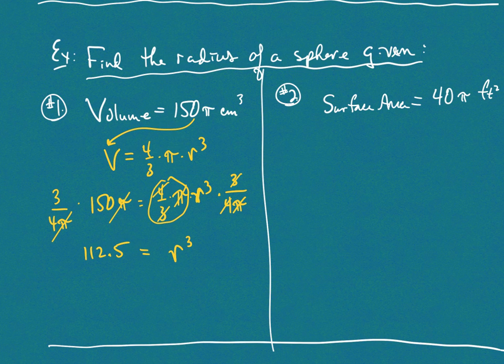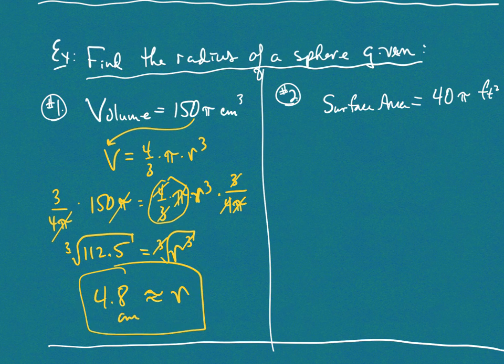And then to get rid of the power of 3, we have to take the cube root of both sides. And you guys might need to take a close look for your cube root key, but it's on your calculator. So when we take the cube root of 112.5, what we'd get as a result is about 4.8. So it's not quite exact, but it's about 4.8 centimeters. Okay?